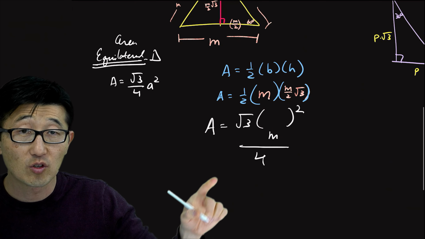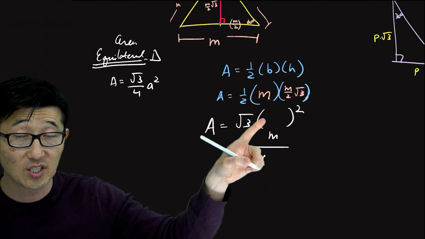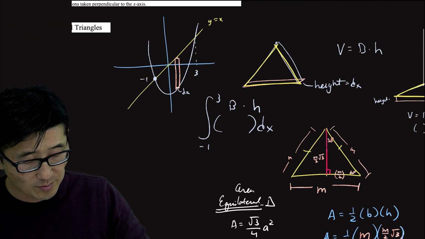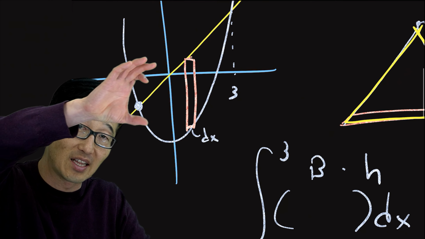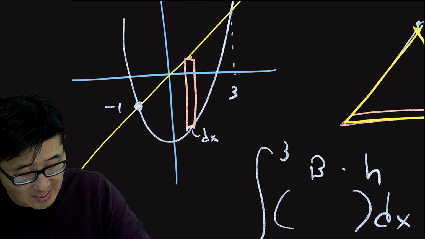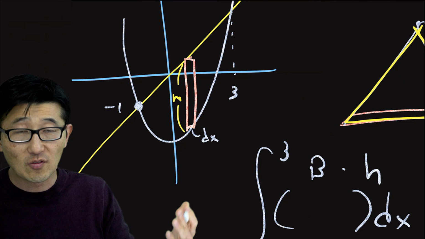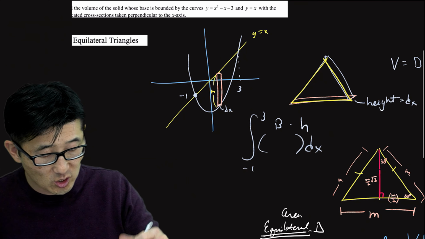Okay, all we have to do is plug in M into this little parenthesis, square it, and we have our area of the base. So now let's go back to our picture. How do we find this length right here, which we've designated as the letter M? It's the same thing as for the previous problem. It's going to be y2 minus y1.